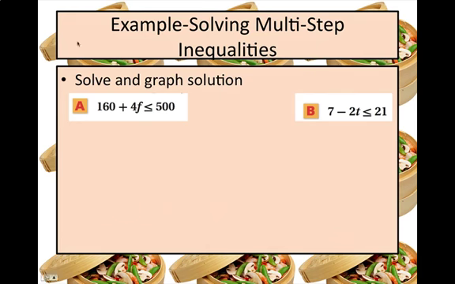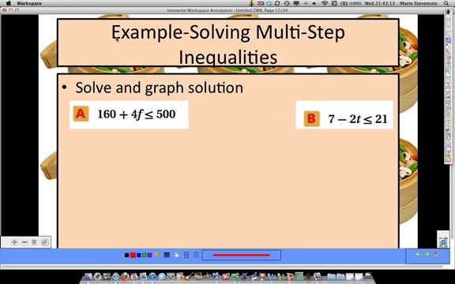Okay, so here's our first example. So you can go ahead and just call this example 1. We're basically going to solve these. These are both two-step equations actually. So we have 1a and 1b. So let's start with the first one here. The first step, we're going to move the 160. When I subtract, I get 340. So now I have 4f is less than or equal to 340.